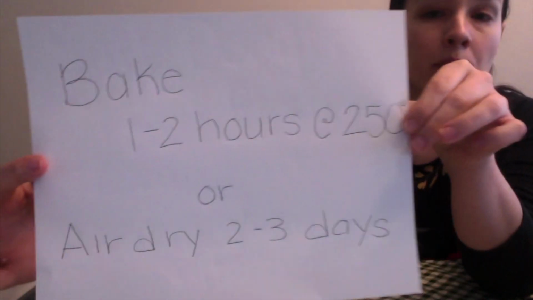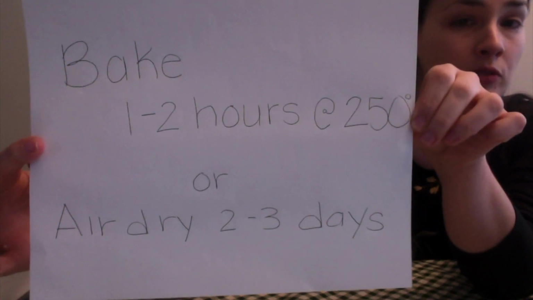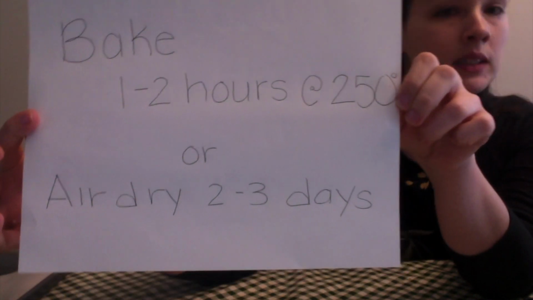Okay? Now, the next step will lead to more of our functional play for another day, but you are going to have to dry your dough now. There are 2 ways to dry your dough. You can bake it for 1 to 2 hours at 250 degrees Fahrenheit in the oven, or you can air dry these, but it takes about 2 to 3 days for them to dry.